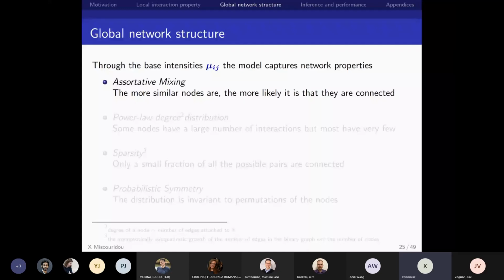So the more similar they are, the more similar their affiliations are, the more likely it is that they connect in the first place. And afterwards, they can start sending messages and everything.